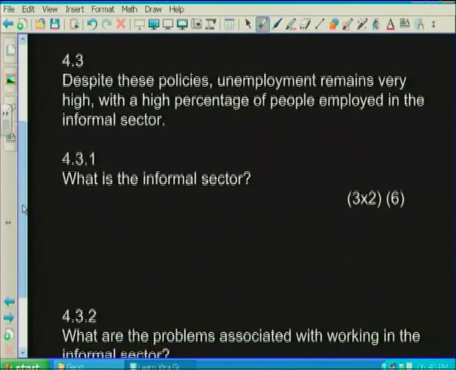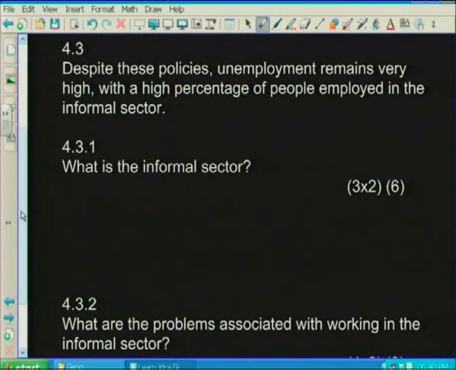Question 4.3, despite these policies, things like GEAR, SDIs, IDZs, etc., unemployment remains very high, and a high percentage of people employed in the informal sector remain as well. So for 2 marks, what is the informal sector? People that are casually employed, they work for themselves, people selling stuff on the side of the road, or running a spaza shop, for example, those sorts of things here.